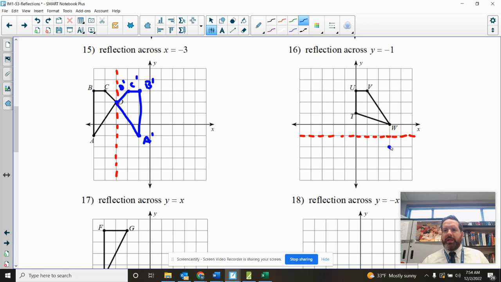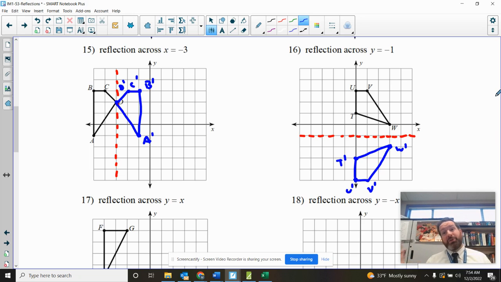W is 1 unit away, so W prime should be 1 unit away on the other side. U and V, those are both 1, 2, 3, 4 units above the line. So when they reflect, they should be 1, 2, 3, 4 units below the line. And then lastly, T. T is 2 units above the reflecting line, so T prime should be 2 units below the reflecting line.